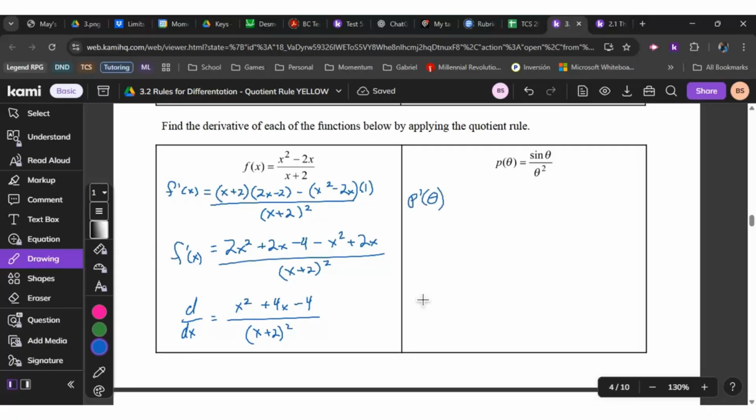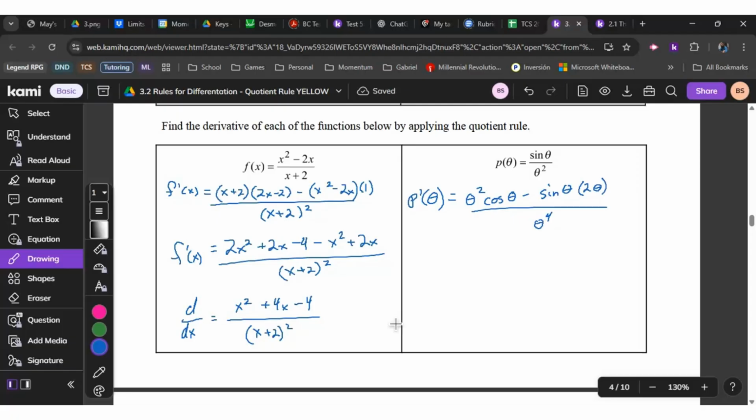P prime theta. Do you guys think you can do it on your own? Maybe I'll just pause the video and let you try it for a second. So when we do this one, it's going to be low, theta squared, d high, cos theta, minus high, sine theta, d low, 2 theta, all over theta to the 4th.